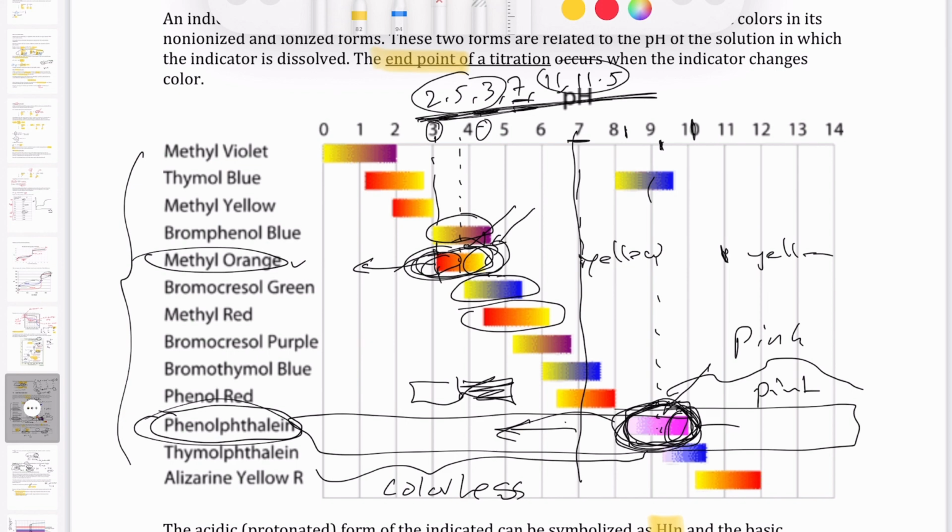So all the color here is going to be colorless. There's not going to be any change in color. But when you go to 11, which is the next drop added, the color is pink. Then when you go to 11.5, the color is also pink.